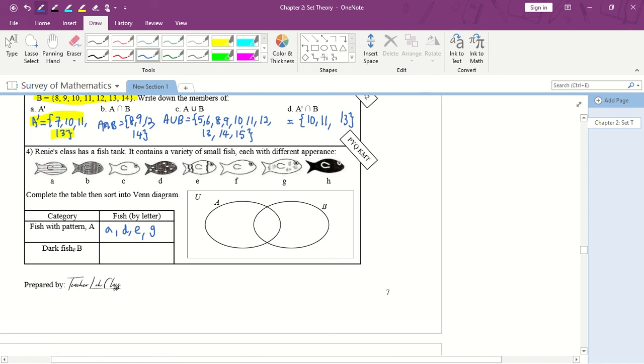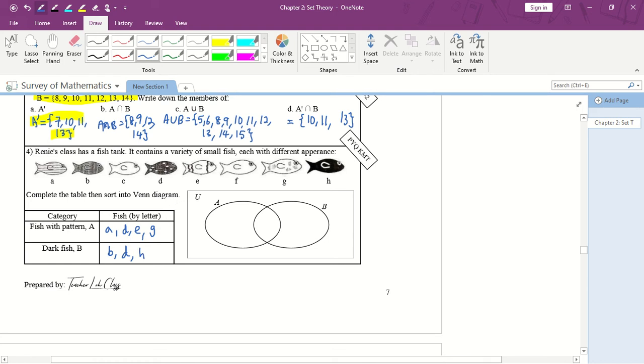And now, dark fish is under the B category. So A, no dark fish. B, yes. C, no, white color. D is a dark fish. E, F, G, H. So H is a dark fish.